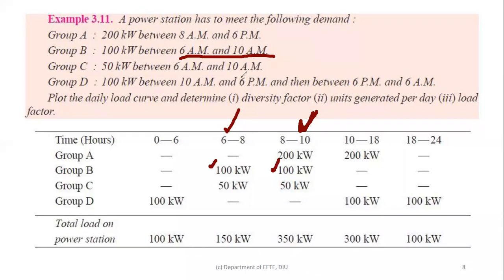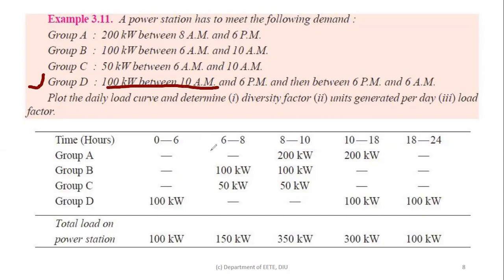Next will be group C, 50 kilowatt from 6 a.m. to 10 a.m. Similarly, this is 6, this is 10, so we give group C 50 kilowatt in both sections. And finally, the group D. Group D is 100 kilowatt between 10 a.m. to 6 p.m.